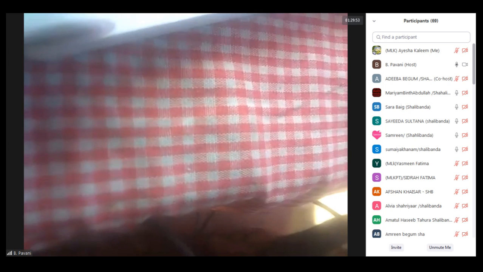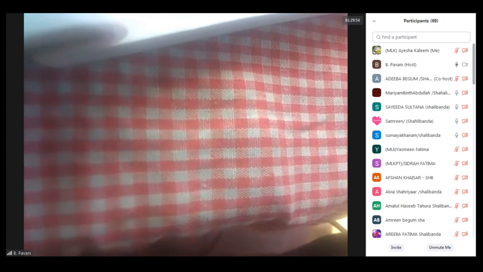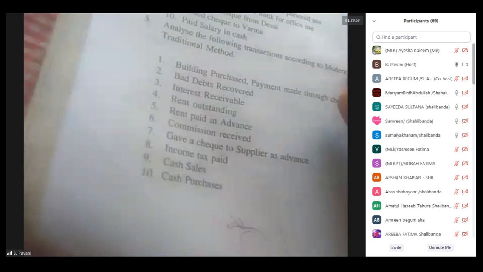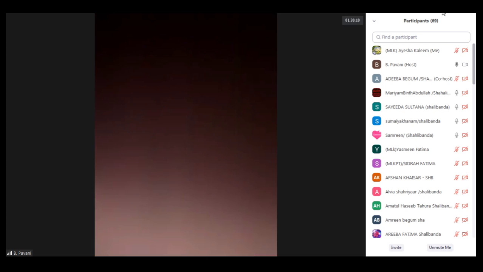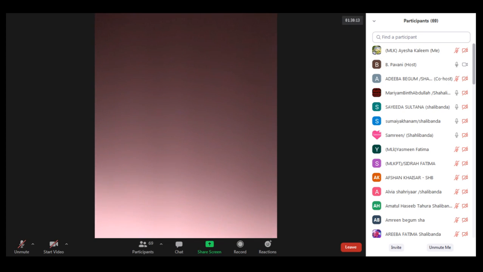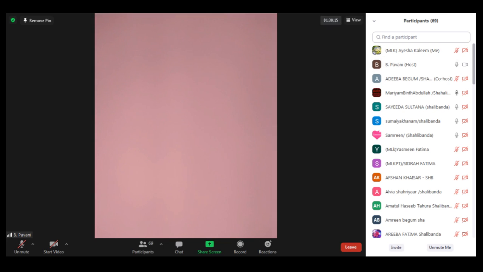Now the third one also we have finished. Now coming to the fourth transaction, which is nothing but interest received. What entry have you written? Cash account debit to interest received account. Under cash, 1,000, so cash is increasing. That's why under cash we should write plus 1,000.